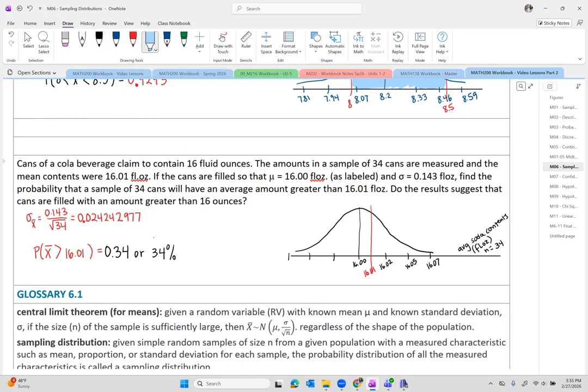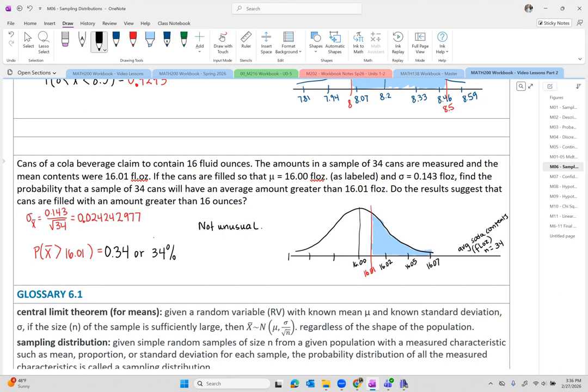Values that are unusual are those that have a probability of occurring of 5% or less. A mean of 16.01 or greater is not too far from the mean of the distribution of the sample means. So this is not unusual. That means that if the company claims that they have configured their machines to fill the cans with 16.0 fluid ounces as labeled, with this particular standard deviation, we did not find any evidence to indicate that this will be otherwise.